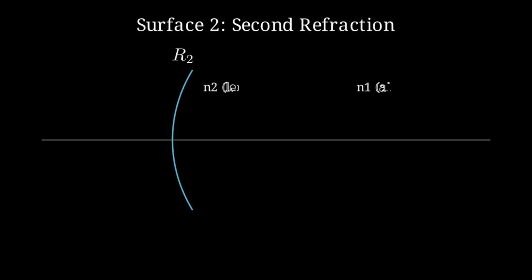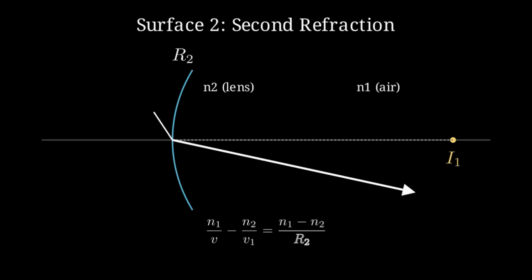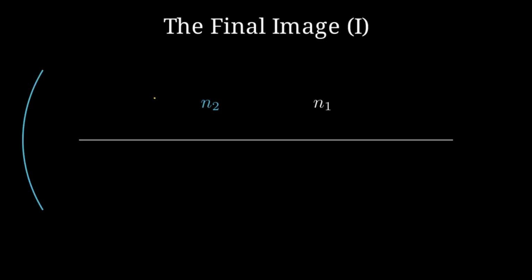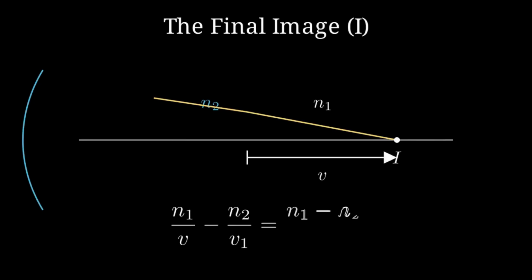Now, the light exits the lens through the second surface. For this second refraction, the intermediate image I1 acts as a virtual object. The light moves from the lens material back into the surrounding air. The final image is formed at distance v. Applying the refraction formula again, we note that the object distance for this stage is the image distance from the first stage, adjusted for the lens thickness.